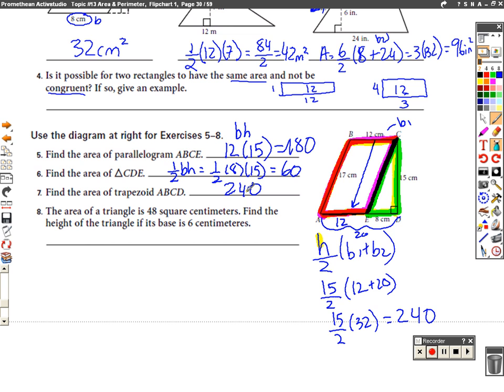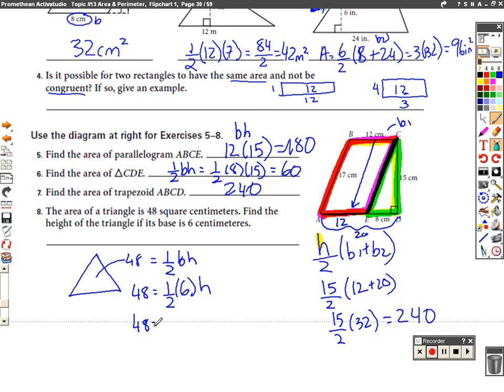All right, finally, last but not least, the area of a triangle is 48 square centimeters. Find the height if the base is 6. So area of a triangle, area is 48. And that should be 1/2 base times height. So 48 is 1/2 base, we know is 6, and height is what we're looking for. So I'm just solving this problem.